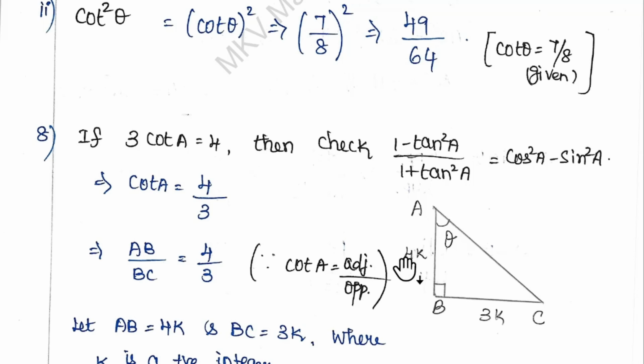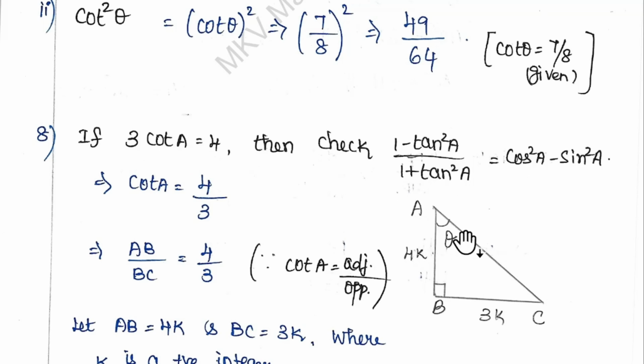Adjacent side of A will be AB and opposite side will be BC. AB by BC is 4 by 3. So AB equal to 4k, BC equal to 3k. So you have to draw the figure ABC. You can draw as you wish, but put theta in the place of A.